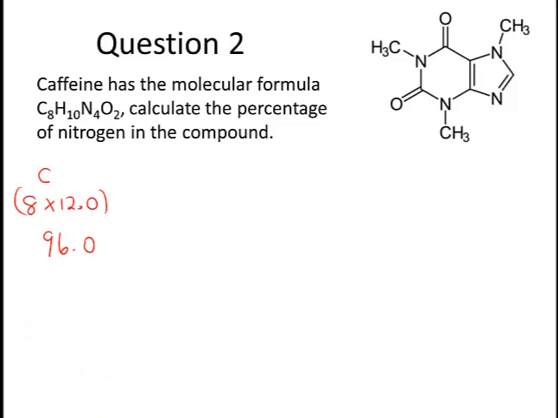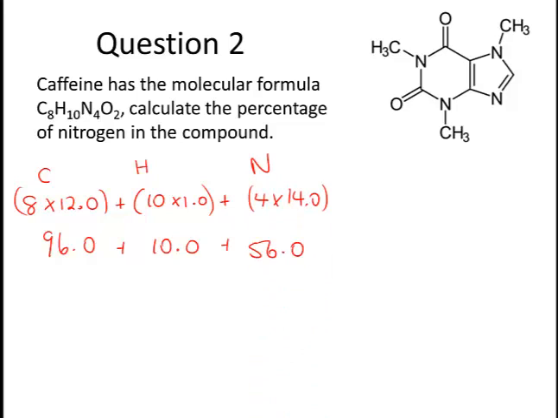Starting with carbon, of which we have 8, multiply this by the RAM of 12, add this to 10 lots of hydrogen, add this to 4 lots of nitrogen that has a RAM of 14, and then add this to our final element, which is oxygen, of which there are 2 and has a RAM of 16. Now when we use our calculator to calculate this, we'll end up with a molar mass of caffeine being 194.